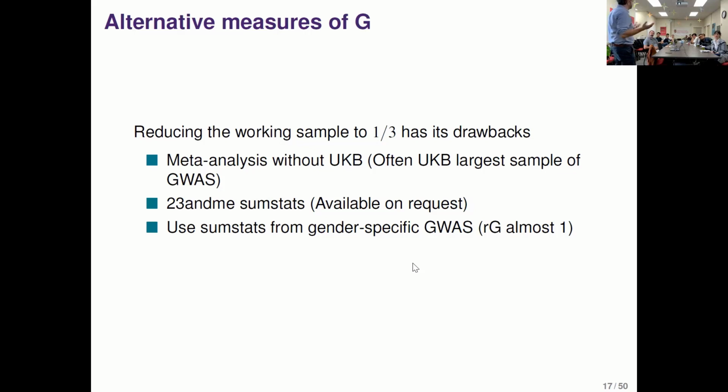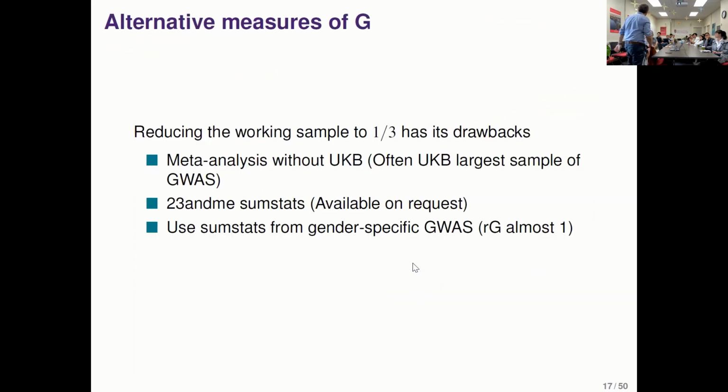You might think, okay, but the genetics of male fertility may be different from women. Yes, we know that there are gender-specific loci, but we also know that the genetic correlation between sexes is almost one, though not exactly. So these are some ideas on how to overcome the shrinkage of the sample to 1/3.